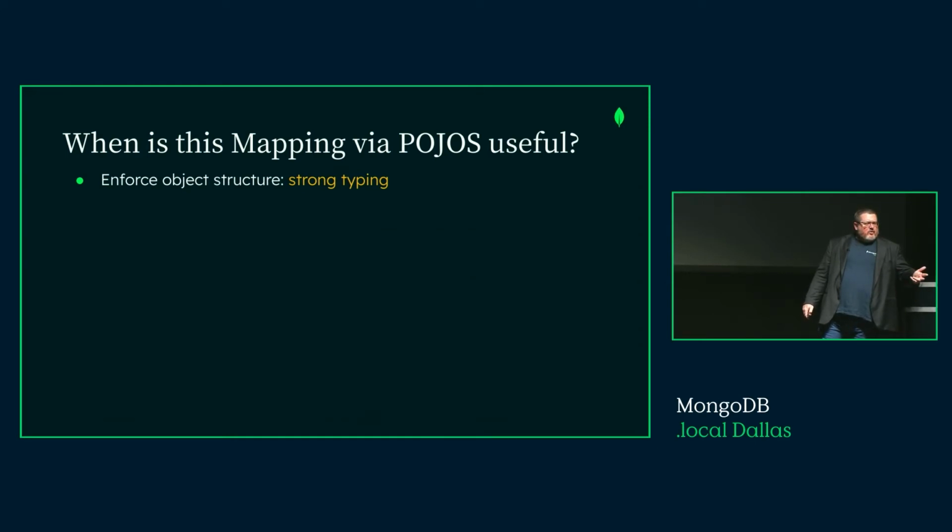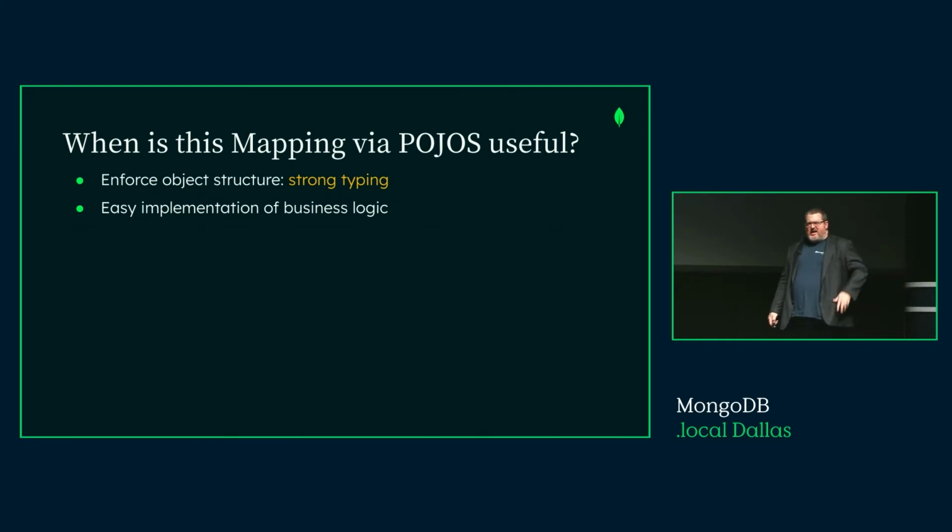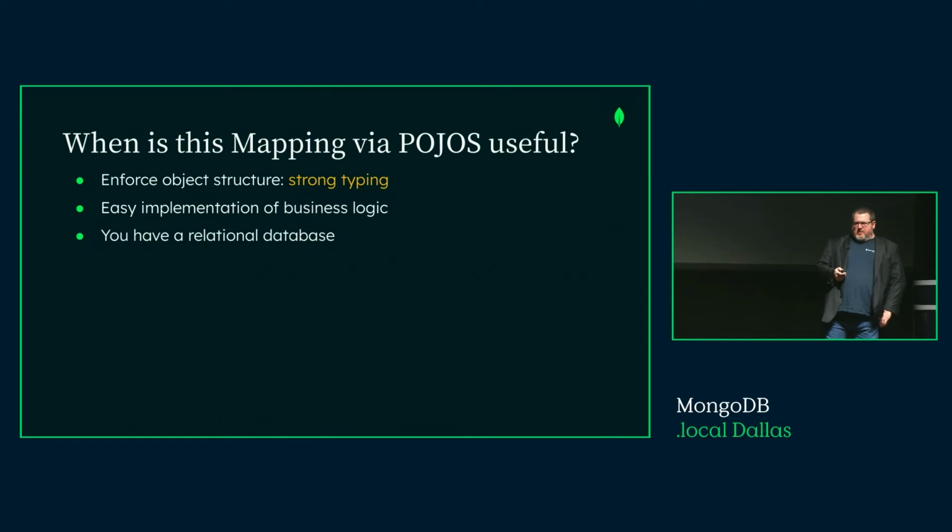I may want to enforce some strong typing at the application layer. I want to implement easy business logic. When I first started learning OOAD, object-oriented analysis and design, I got very used to working with this object notation and calling getters and setters and methods and things like that. So maybe I want to enforce that business logic in that notation that I'm familiar with. But the main reason most people stick with that is because they're using a relational database, and that's just what they know.